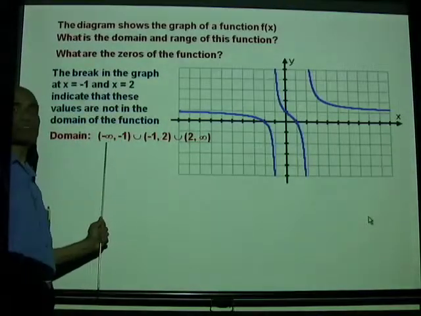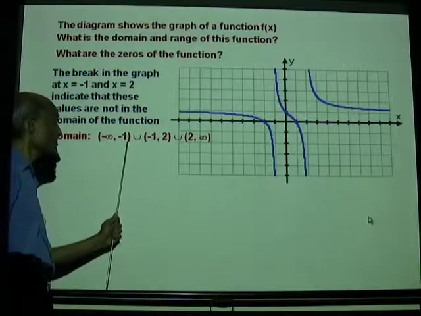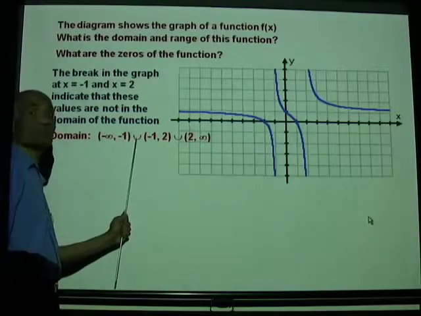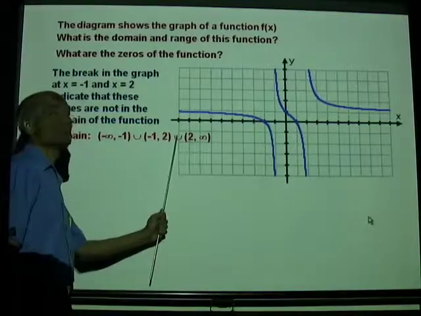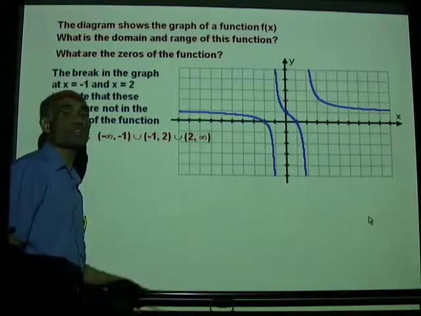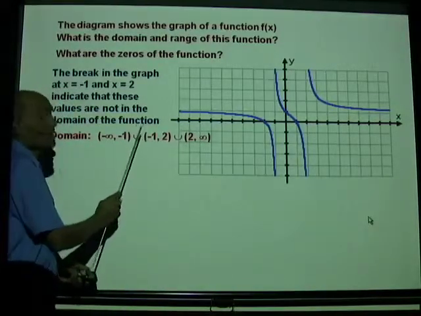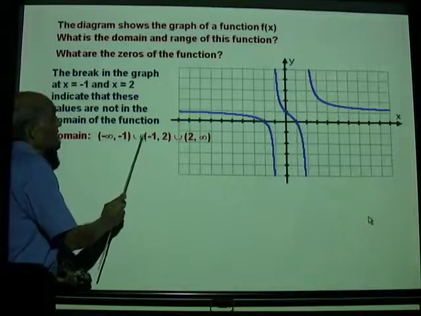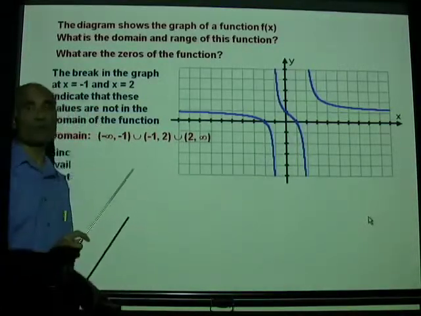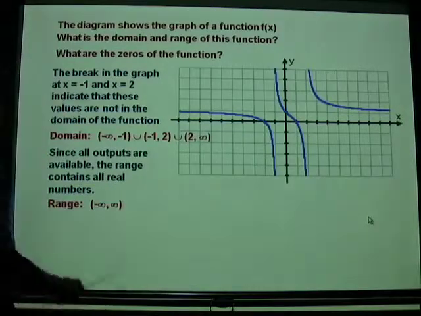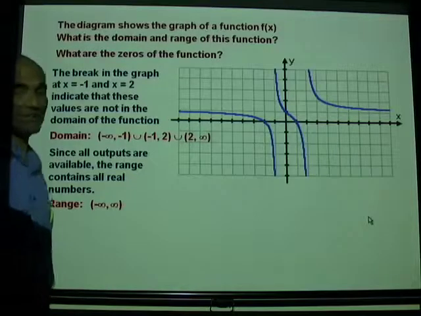All right? So the domain is negative infinity to negative 1. Look at the parenthesis there. Union, negative 1 to 2, parenthesis, union 2 to infinity. It means there are two x values that are excluded. That is, negative 1 is not included, 2 is not included in the domain. And the range is negative infinity to positive infinity.